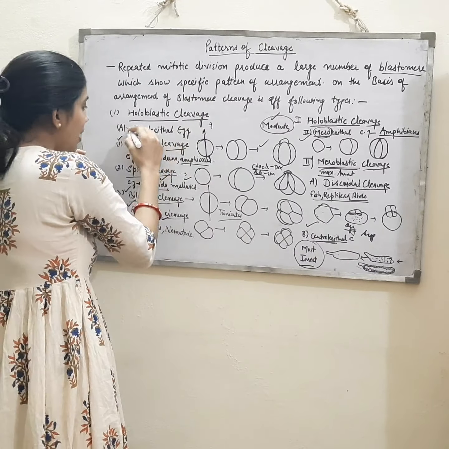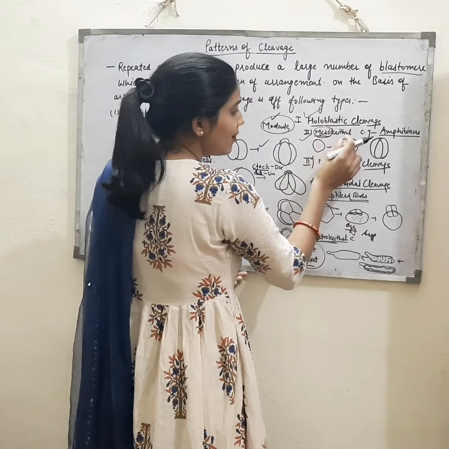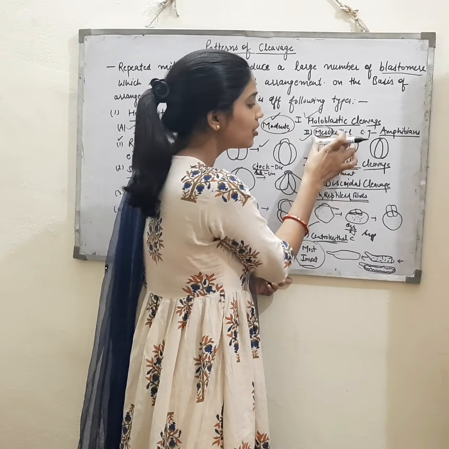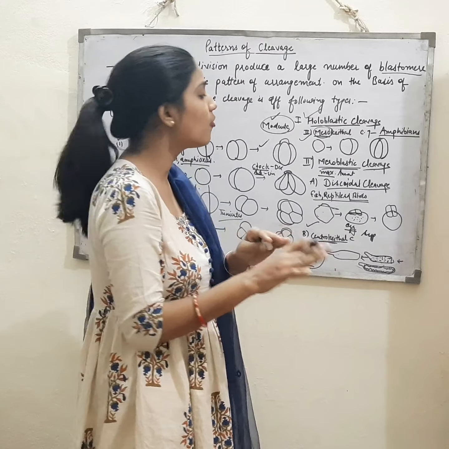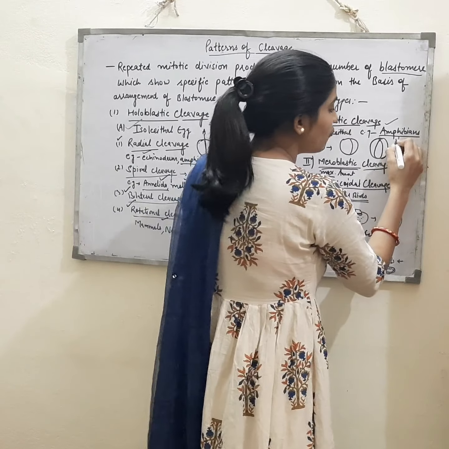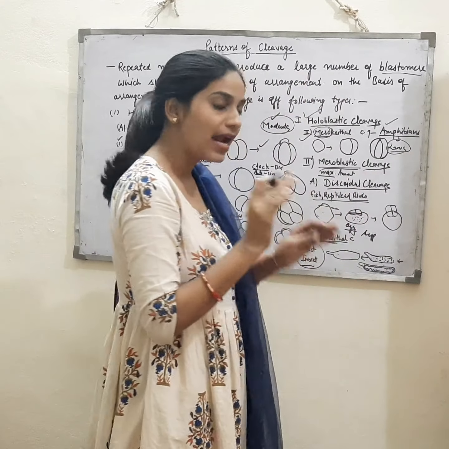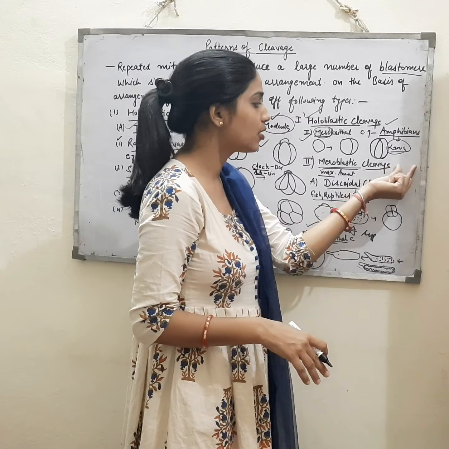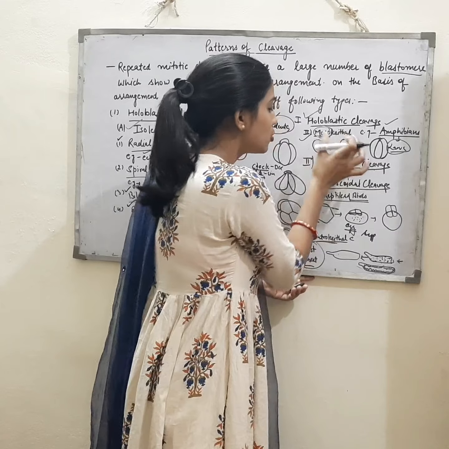Under the holoblastic, isolecithal egg: radial, spiral, bilateral and rotational. Holoblastic cleavage under the mesolecithal egg. Type of egg is also mentioned here. Mesolecithal: a moderate amount of yolk is present, that is not sufficient for the proper development of an embryo. For example, amphibians. You know that in the amphibian, firstly a tadpole larva is formed. The tadpole larva gets its nutrition from the surrounding environment, and then the mature frog is formed. So this is known as mesolecithal.